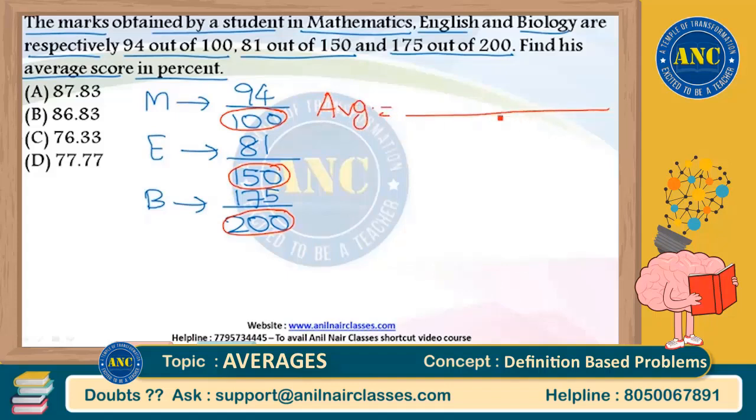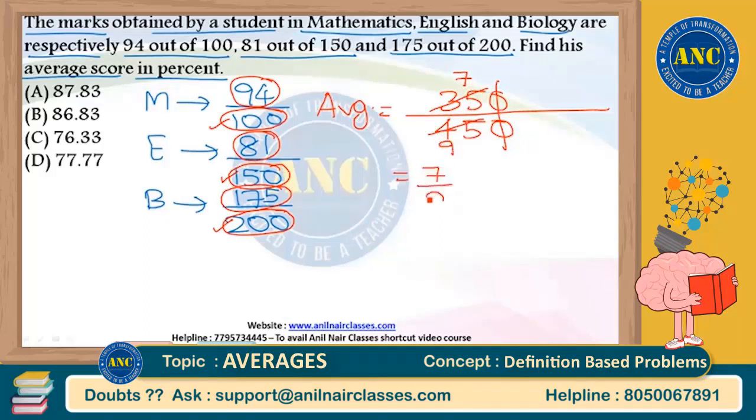Average is sum of the quantities by number of quantities. Number of quantities is nothing but total, 100 plus 150 plus 200. It is equal to 500, right? Sorry, it is 350, 450. So total is 450. Sum is 315 by 450, which is 7 by 9. 5 into 7 is 35. 5 into 9 is 45. Average is 7 by 9.